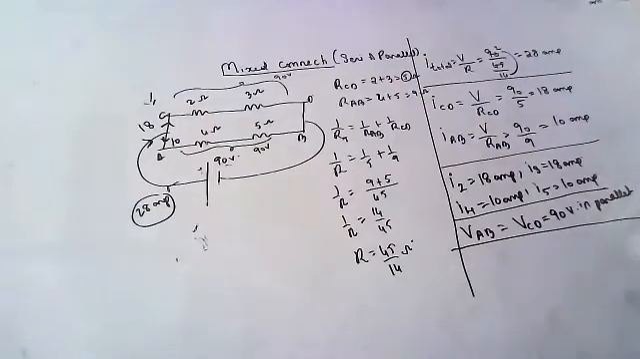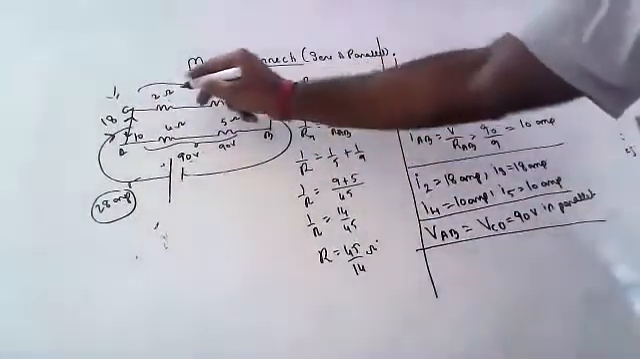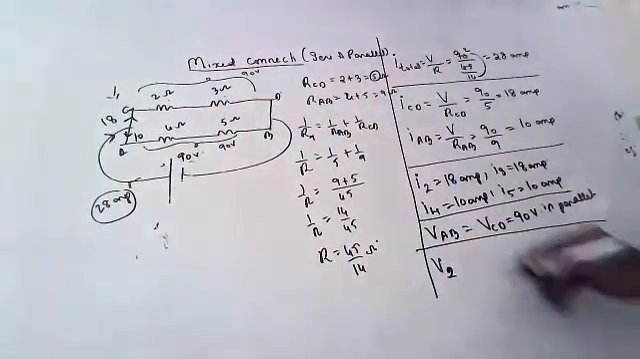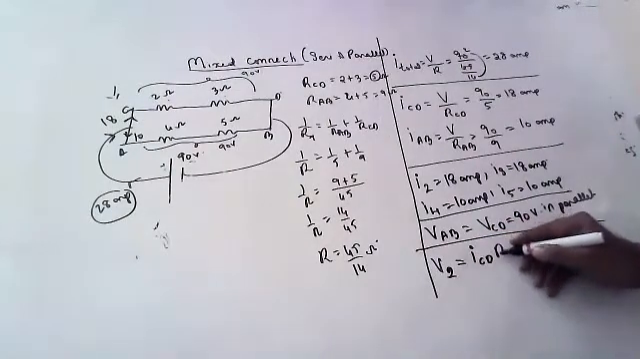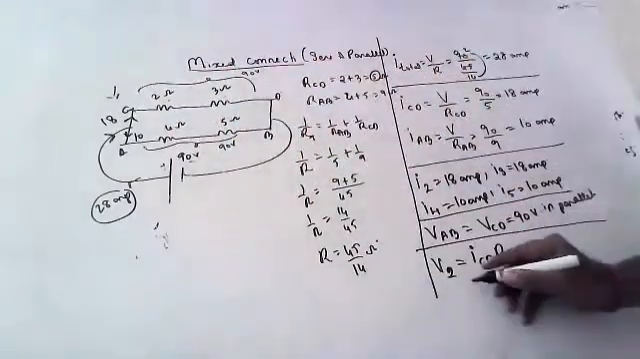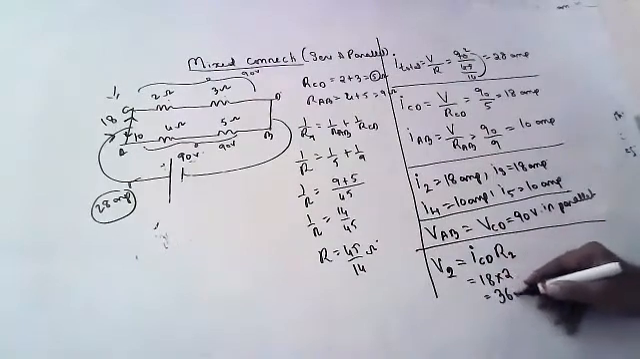Okay, children, in parallel potential is constant. That's why I'm taking it as same. Now, individually across them, how much? V2. What can I write V2, children? V2 I can write as ICD into R2, because current across CD is how much? 18. 18 into 2, 36 volt.